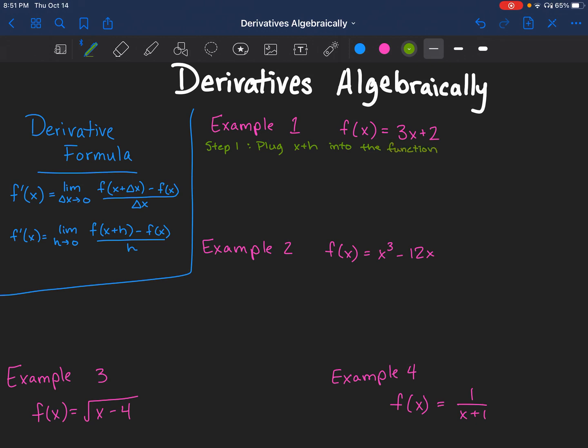What I mean by that is, in this first function, I've got 3x plus 2. So I'm going to plug in x plus h as x and simplify that and see what happens. 3 times x is 3x plus 3 times h makes 3h plus 2. Now that I've got that handled, I'm going to move on to step 2, which is subtracting the original function from it.